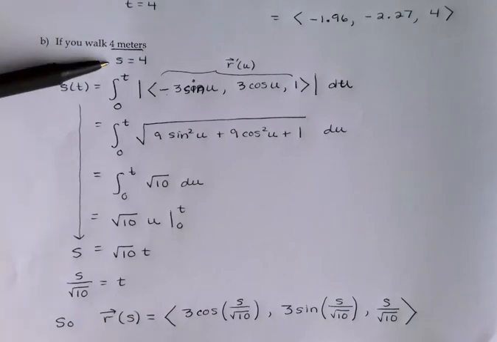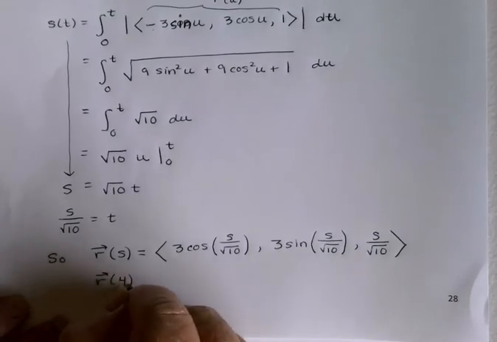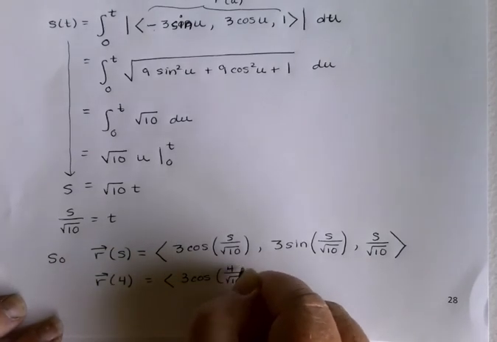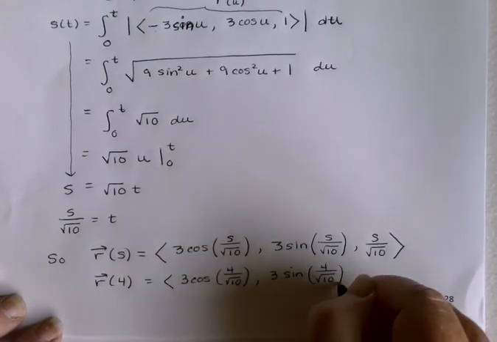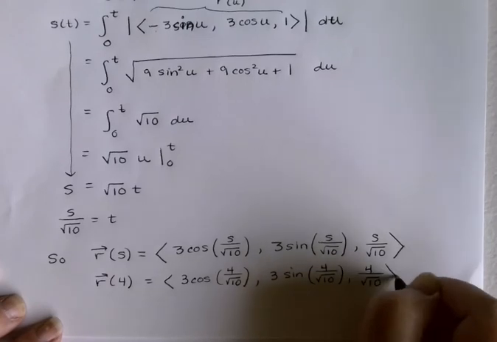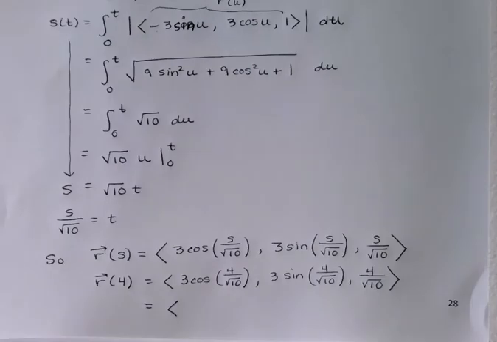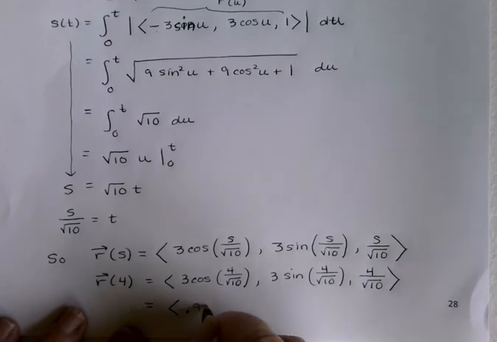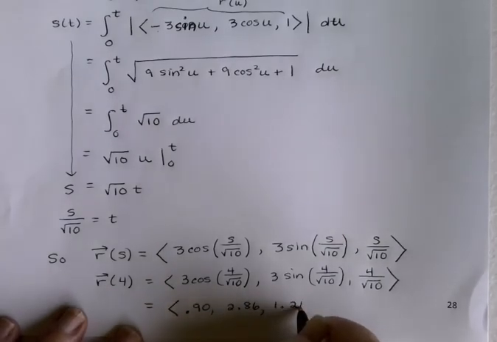So since I know how far I want to walk, if I now just plug s equal 4 in here, I can figure out where I'm going to end up. And of course I could do that with any distance I wanted to walk along this curve. We just happen to have been asked to walk 4 meters. And that just becomes a calculator problem again. And when I plugged that into my calculator, I got about 0.90, 2.86, and 1.26.